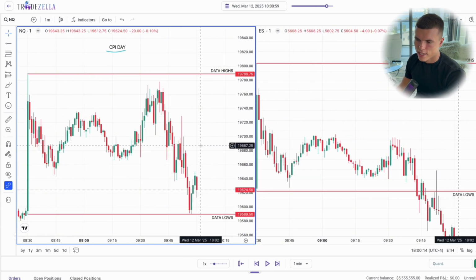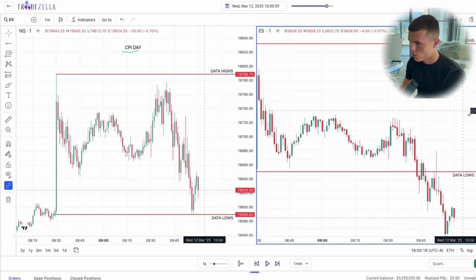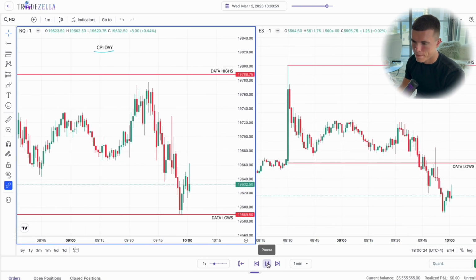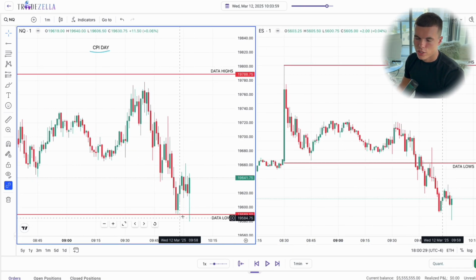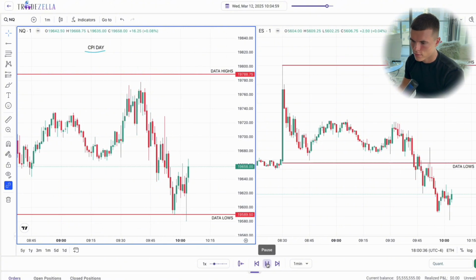Okay, so as you can see here, we just tapped data lows on NQ and actually left equal data lows. So I'd obviously want to see that get taken out if we were to look for an opportunity for longs. Okay, so that short-term low around data lows has now been taken, and now we're going to look for a clean displacement higher for price.